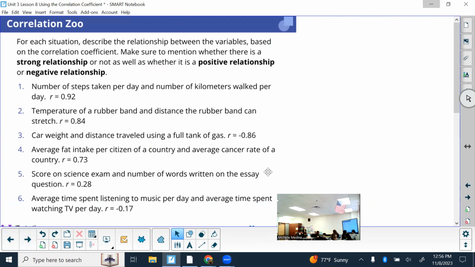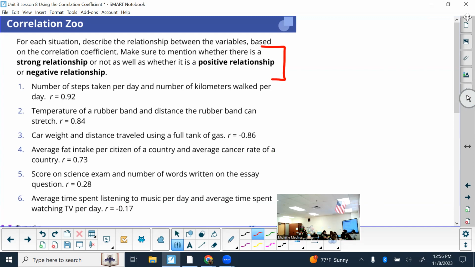For each situation, you're going to describe the relationship between the variables based on the R value, the correlation coefficient. So make sure you mention whether it's strong or weak, and whether it's positive or negative, based on these R values. Questions on what you're doing? It's 6 things, so I think we'll go over it in 6 minutes. When and if you finish early, then move on to the practice.